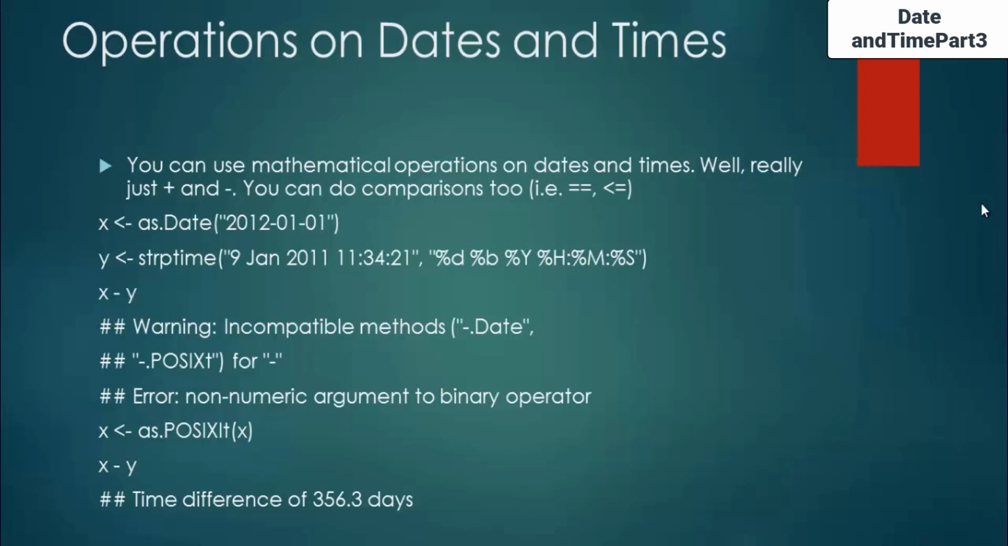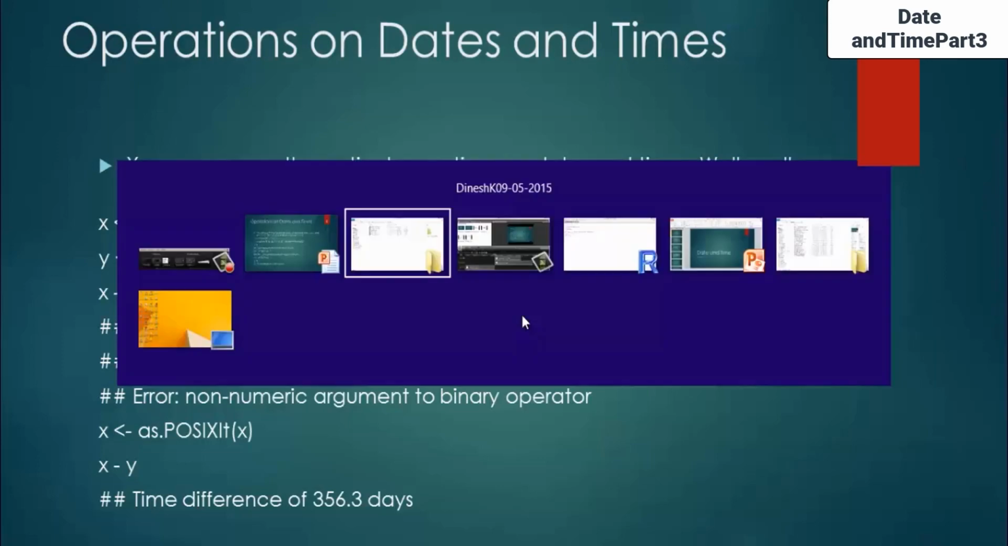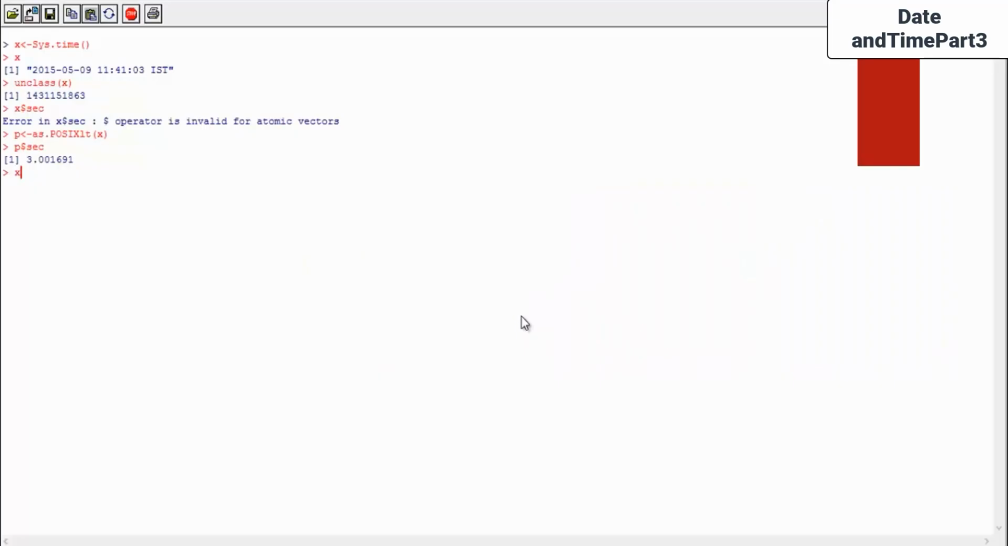Now, if I want to get the subtraction of two dates, how can I do this? Let's say we have a date x, which has as.Date of 2012-01-01.